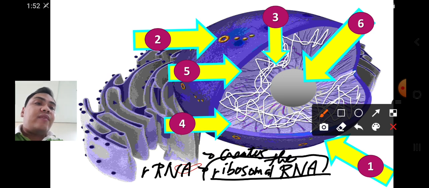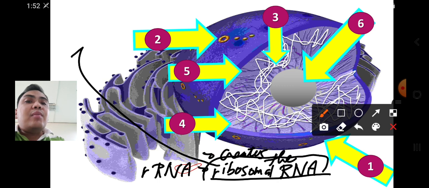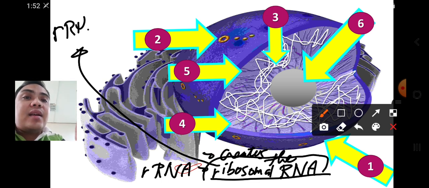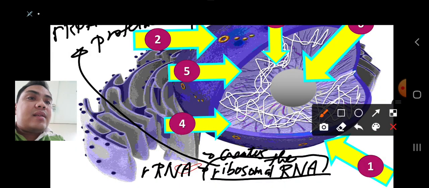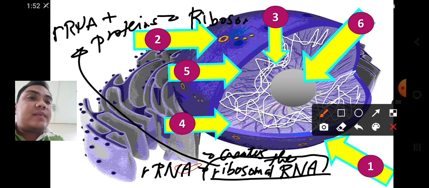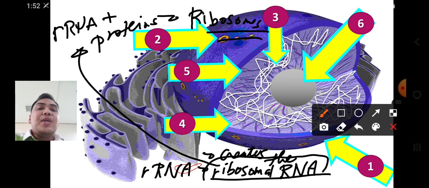And what's the main role of rRNA or ribosomal RNA? Ribosomal RNA or rRNA is actually one of the basic components of a certain organelle inside the cell, in which once this rRNA is combined with proteins, it will form another organelle known as the ribosomes. Okay? So in other words, nucleolus is responsible for the creation of a building block of the ribosome. And this building block is known as rRNA or ribosomal RNA.